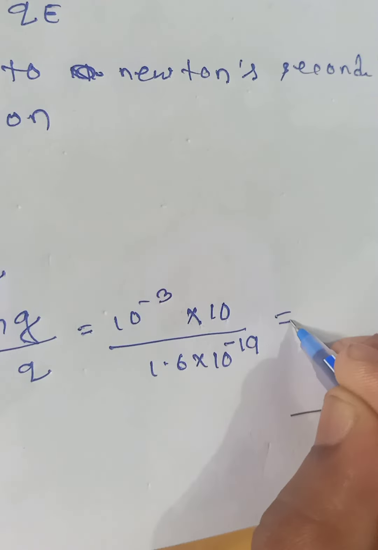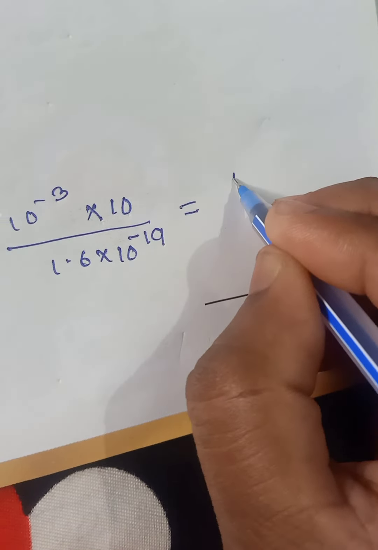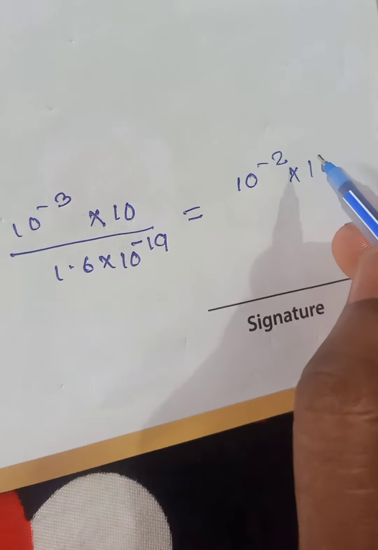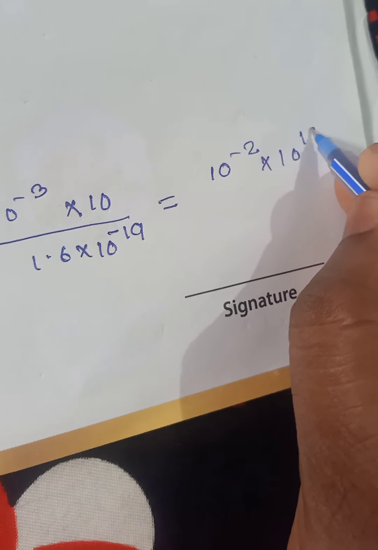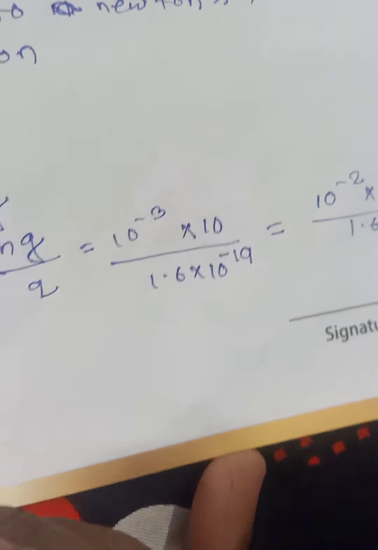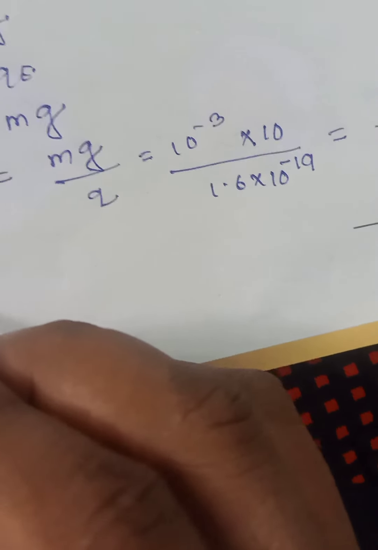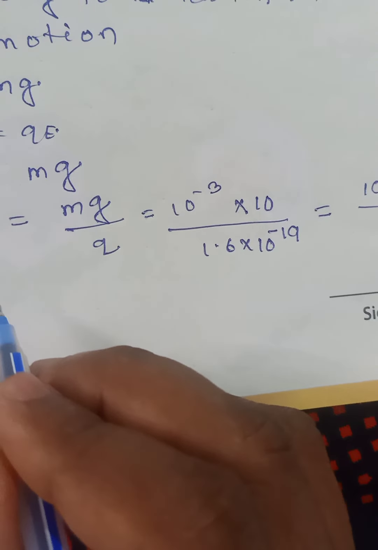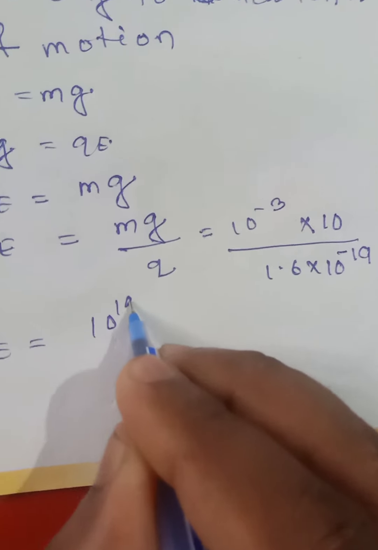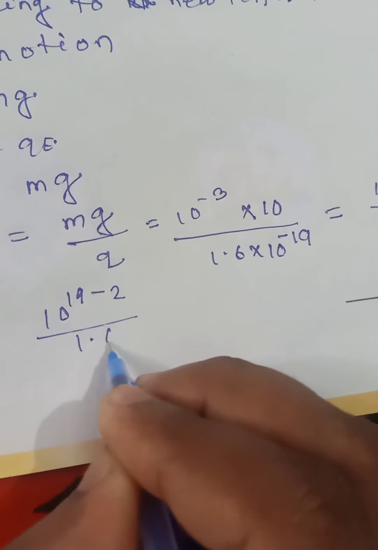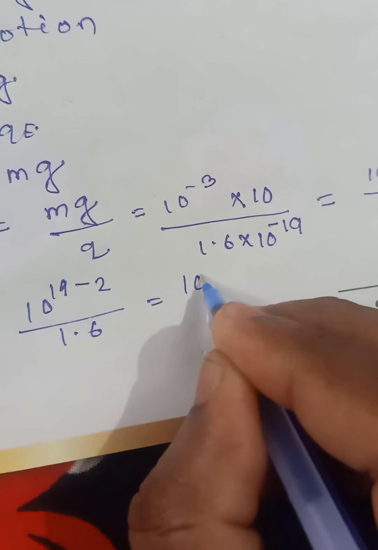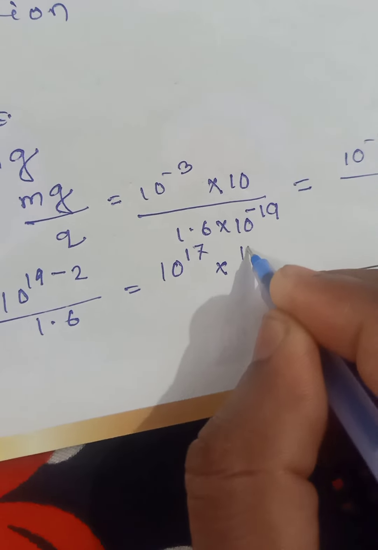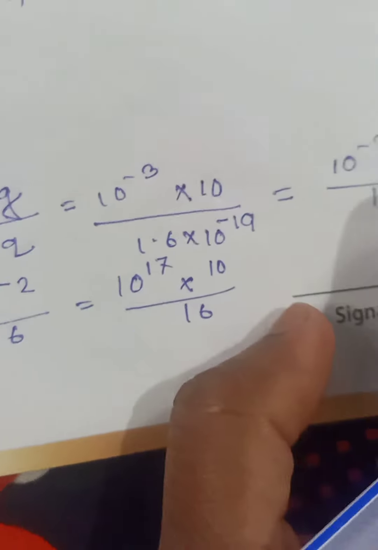So E equals how much? 10 to the power minus 2 into 10 to the power 19, divided by 1.6. So E equals 10 to the power 19 minus 2, divided by 1.6, which is 10 to the power 17 into, since 1.6 means 16 by 10, 10 by 16.